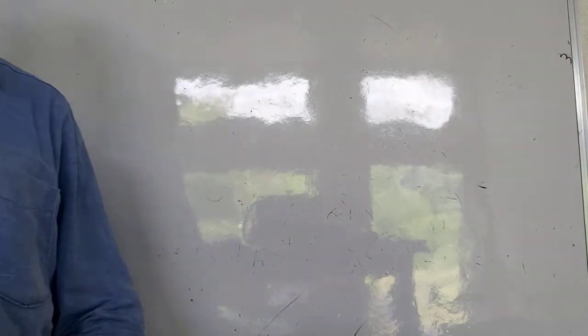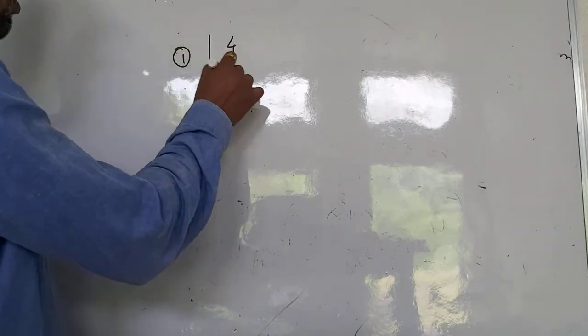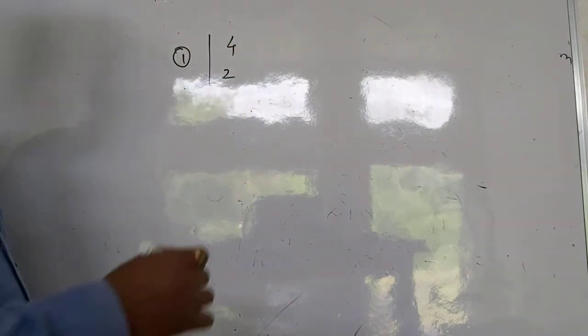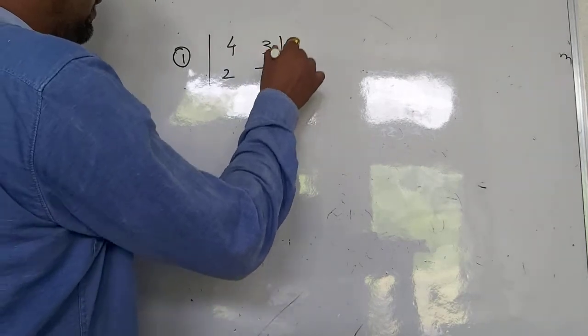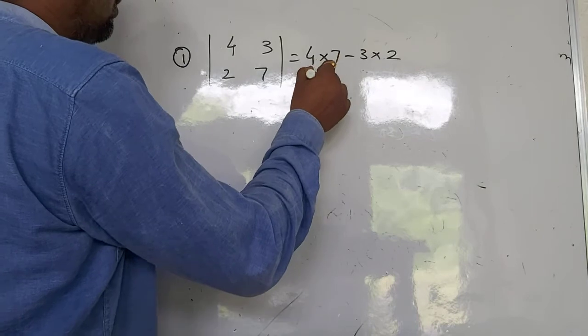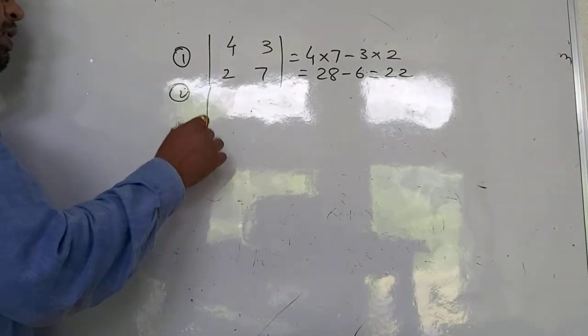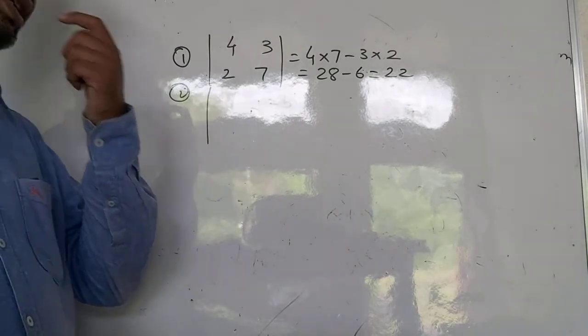Now question number 4: find the values of each of the following determinants. First is 4, 2 and 3, 7. Value of the determinant: 4 into 7 minus 3 into 2. So 28 minus 6, you will get 22. So the first answer we got is 22.